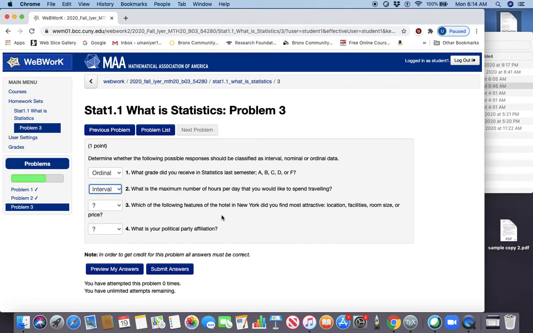Which of the following features of the hotel in New York did you find most attractive? Location, facilities, room size, or price? Well, these are different categories. They cannot be ordered. Individuals might order location to be better than facilities, but a statistician cannot really order. So this is simply nominal. What you cannot order is nominal.